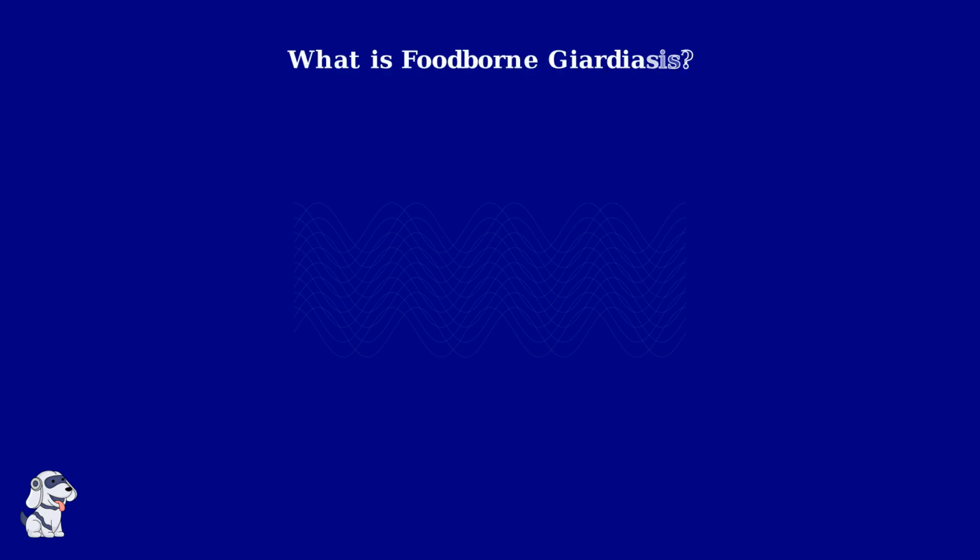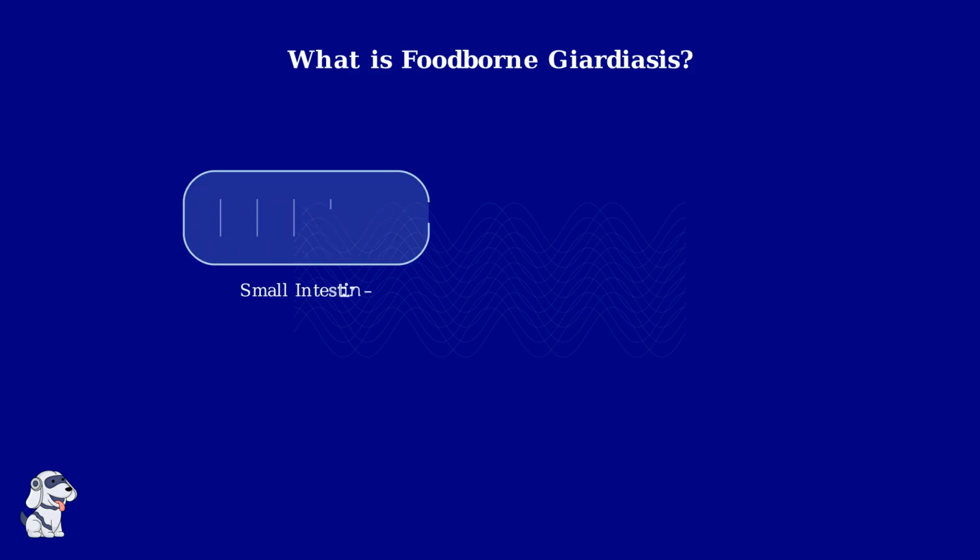Foodborne Giardiasis is a type of infection that affects your digestive system. Let's break down exactly what this means and how it happens. Giardiasis is an infection that specifically targets your small intestine. This is the part of your digestive system where most of your food gets absorbed into your body.